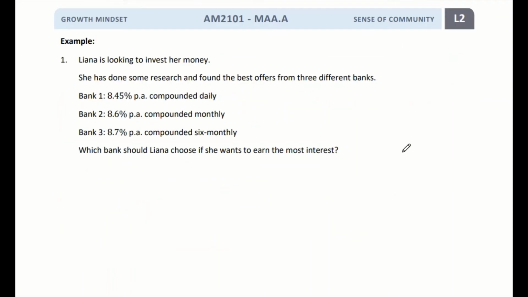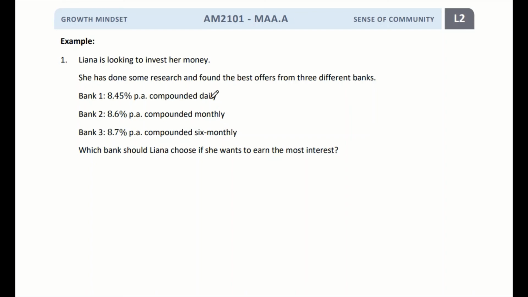Alright, example. Liana is looking to invest her money. So she has done some research and found the best offer from 3 different banks. So you have different nominal interest rates with different compounding periods. So that's why for these cases, it will be a little bit hard for us to look at the interest rate and to tell which one is better.